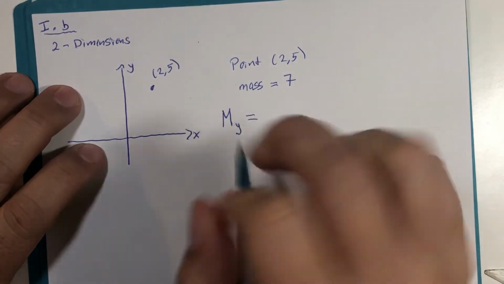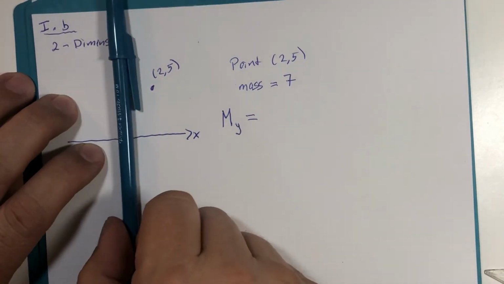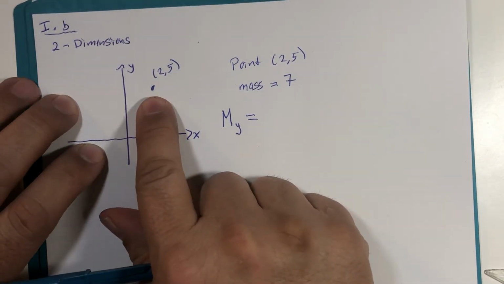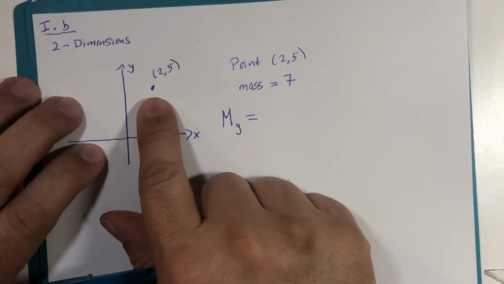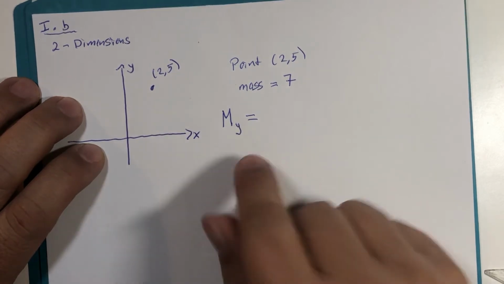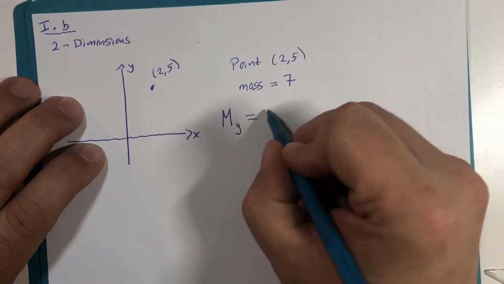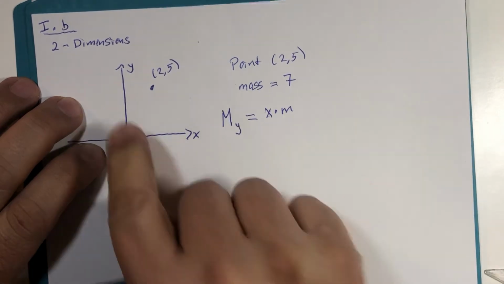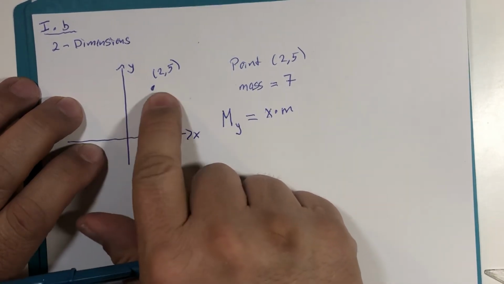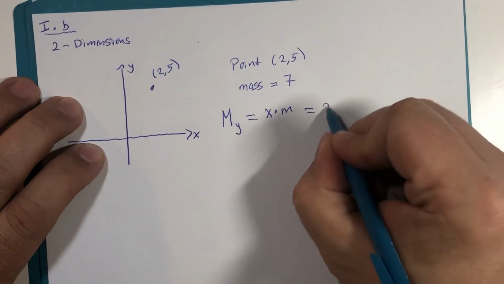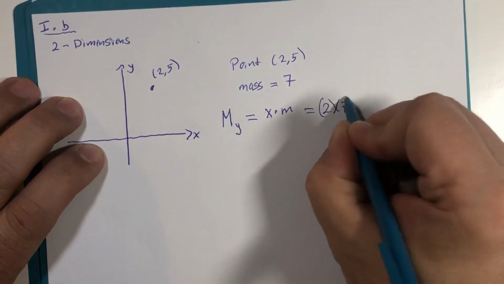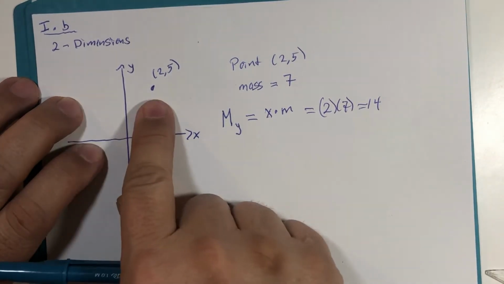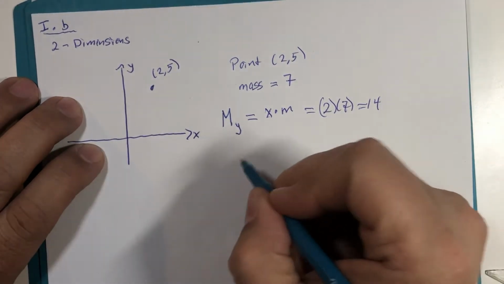Well, the y-axis separates our left and right side, and this point is located 2 units to the right of the y-axis. So its moment around the y-axis is actually its x-coordinate multiplied by the mass, because that's 2 units to the right of the y-axis. So that would be 2 times 7, which would be 14. A positive number, which means to the right of the y-axis is where it's tending to.